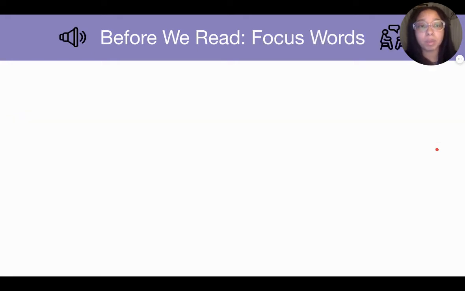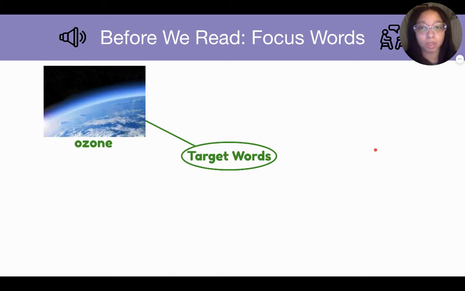So before we read, we want to think about the focus words that we will read in this text today. Here are the target words. Ozone. This is the gas in the atmosphere that blocks the ultraviolet rays from the sun to reach the Earth's surface.